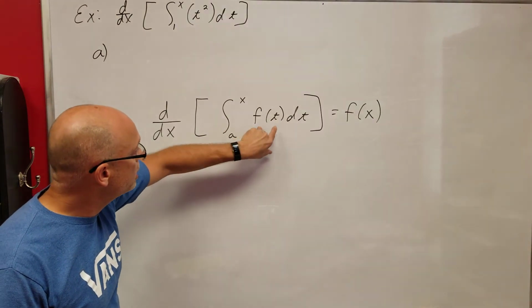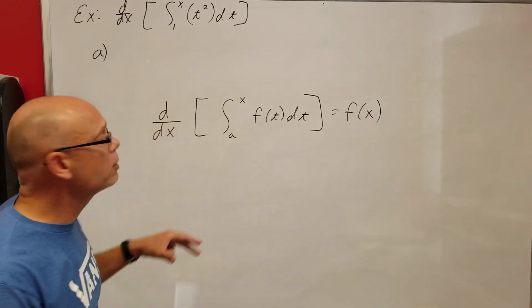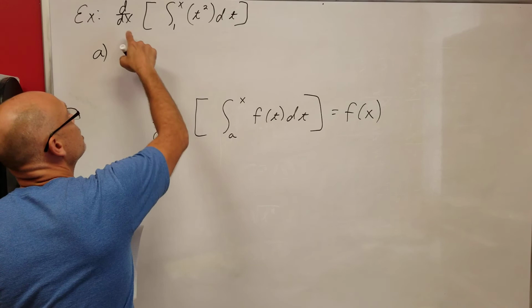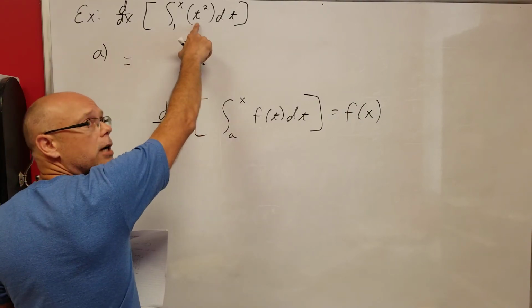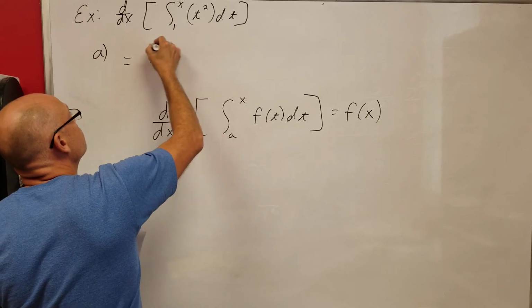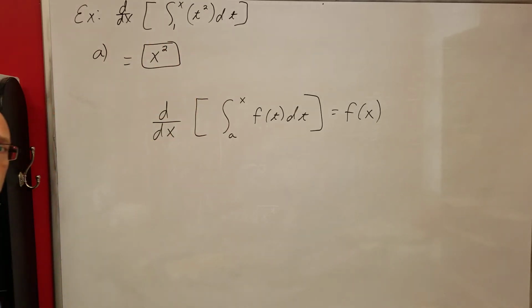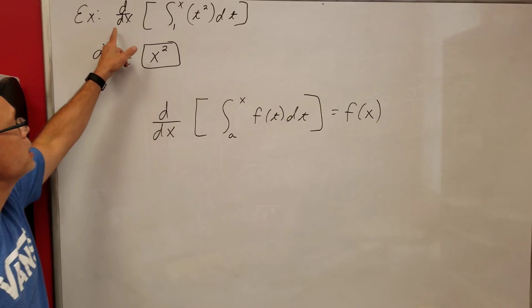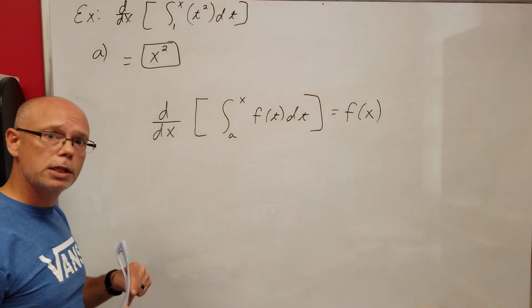Just evaluate this function at the upper limit of integration. So all I'm going to do is evaluate t squared at x. So wouldn't that just be x squared? Yeah, we're showing that if you take the derivative and integrate, they're inverse operations, they undo each other.